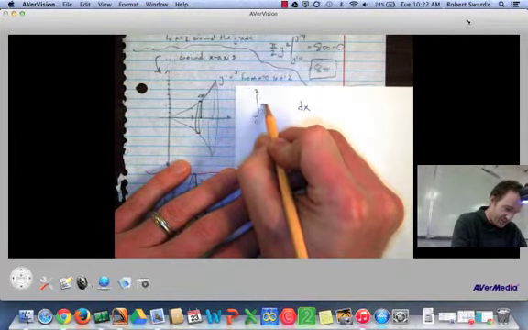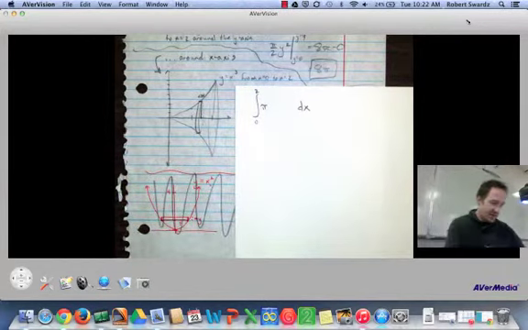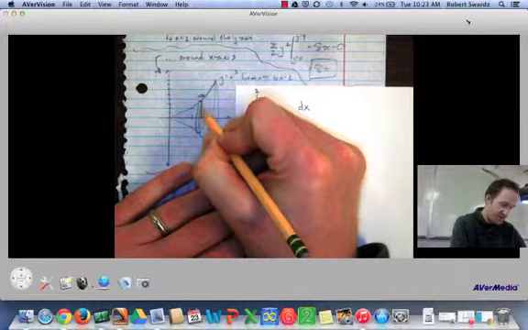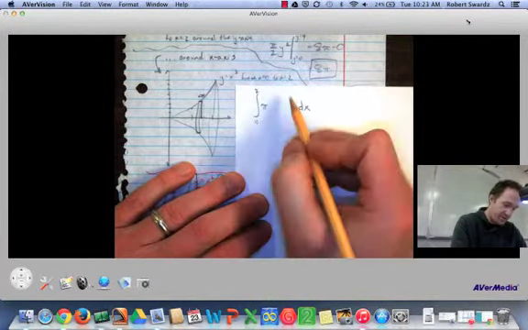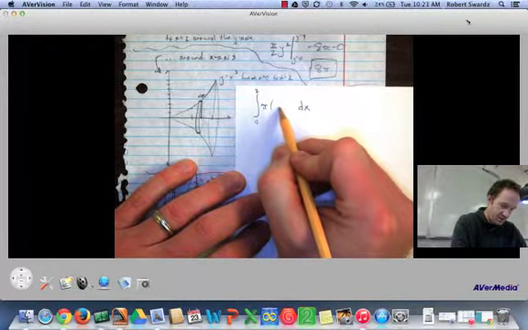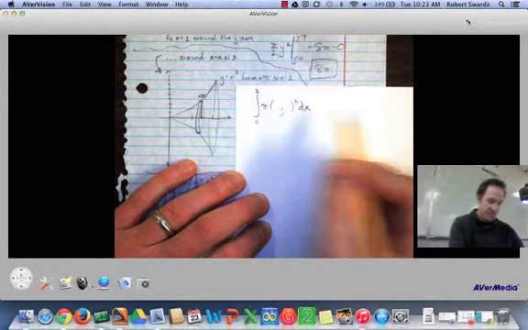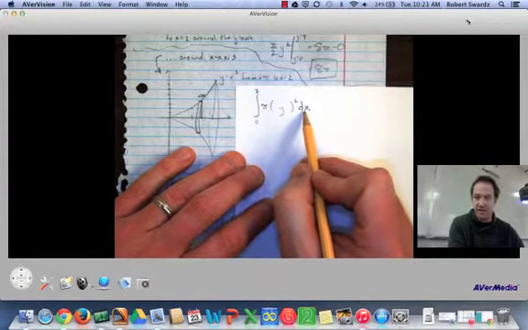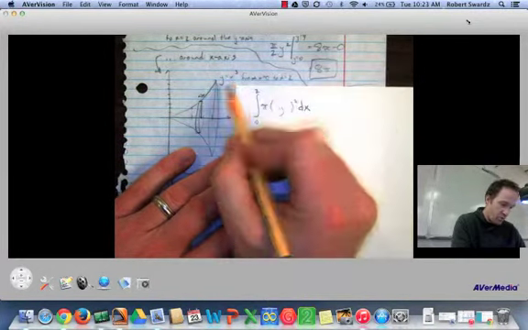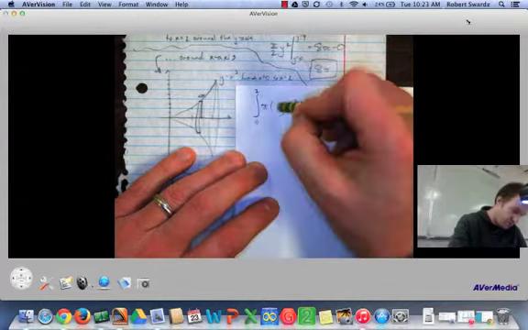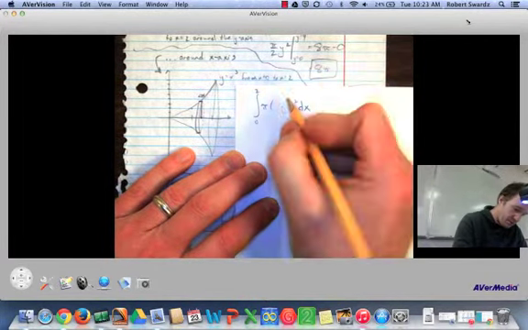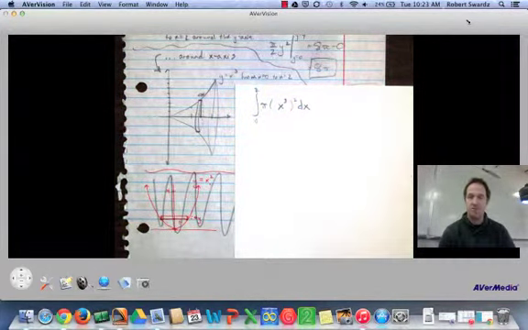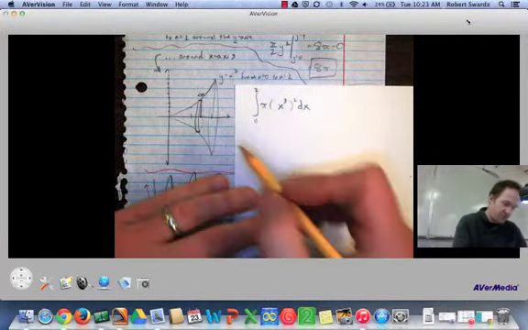The disk method, so pi r squared. Now the radius of our disk is a y coordinate, right? The distance from the x-axis to here is a y coordinate. So it's pi r squared, but we need it in terms of x. We can't have a y here when we're integrating in terms of x. So we need to write y in terms of x, and that's just x cubed. And there is our integral. That'll give us the volume of this horn.